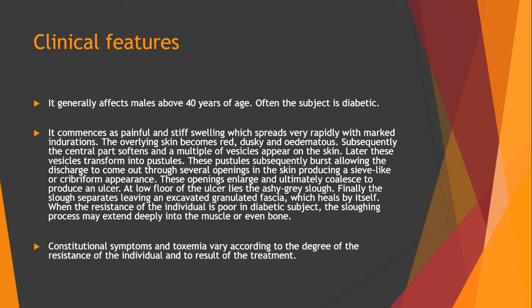At the floor of the ulcer lies the ashy gray swath. Finally, the swath separates, leaving an excavated granulated fascia, which heals by itself. When the resistance of the individual is poor, as in a diabetic subject, the sloughing process may extend deeply into the muscle or even bone. Constitutional symptoms and toxemia vary according to the degree of resistance of the individual and the result of the treatment.